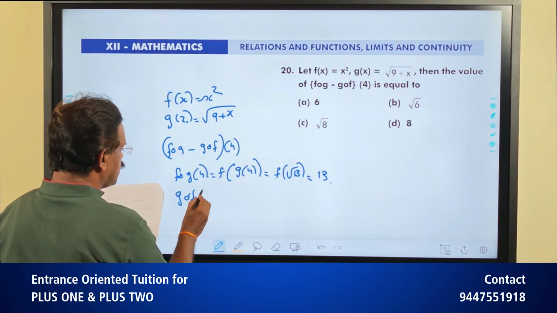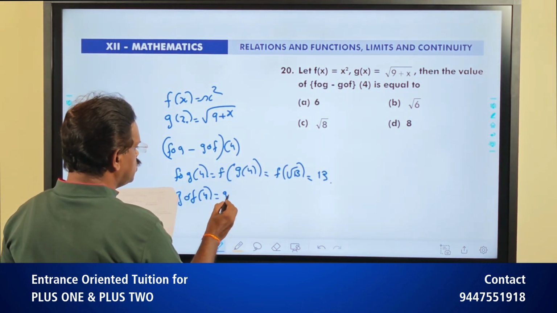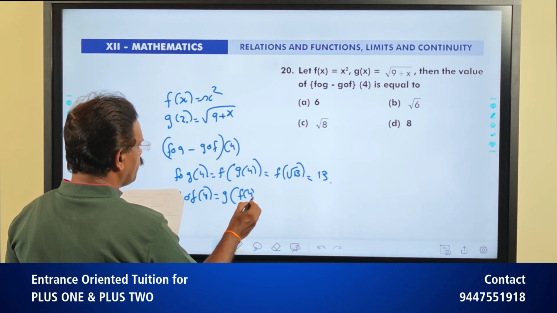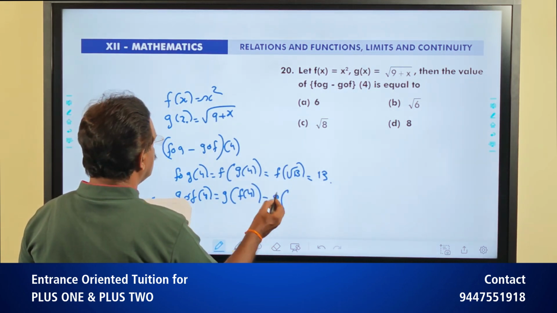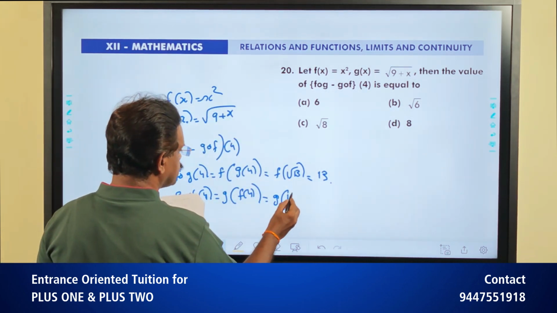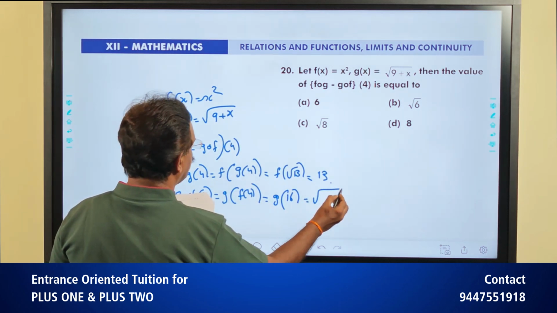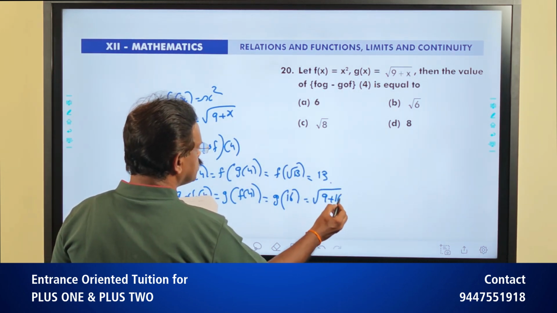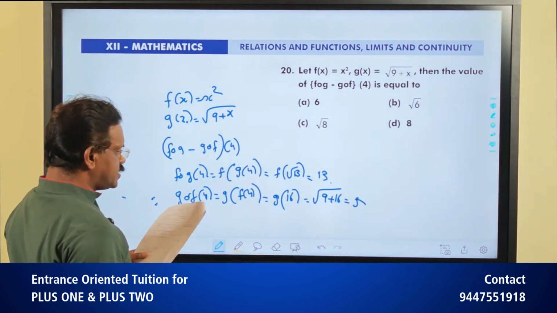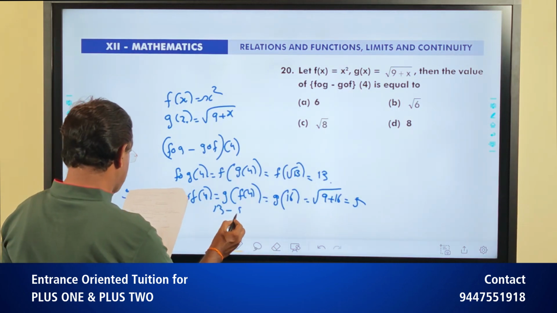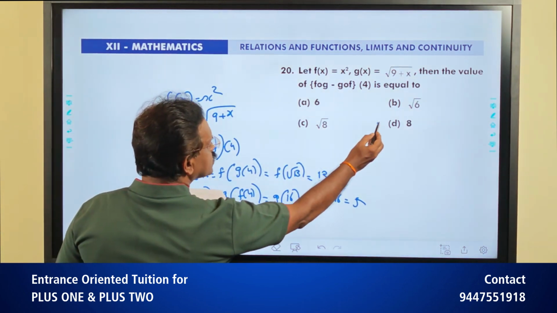G composition F of 4 equal to G of F of 4. That is G of F of 4, F of 4 is 4 square, 16. That is root of 9 plus 16, which is equal to 5. Then you subtract it, 13 minus 5, which is equal to 8 is the answer. Okay.